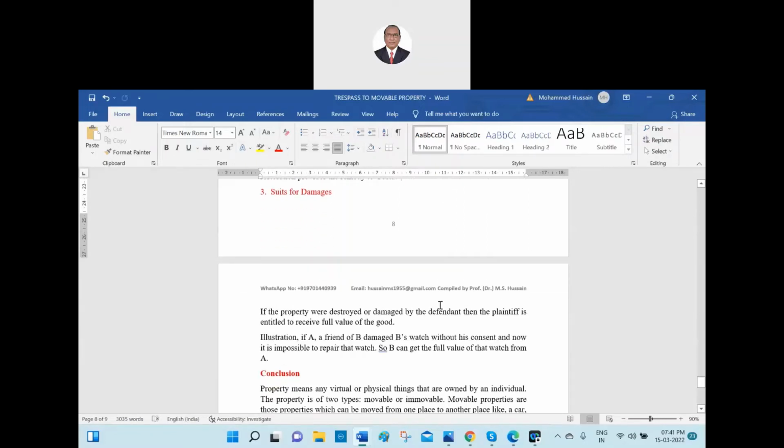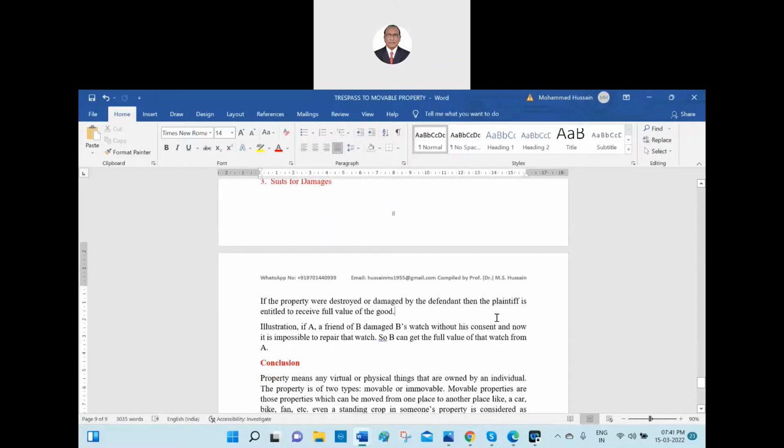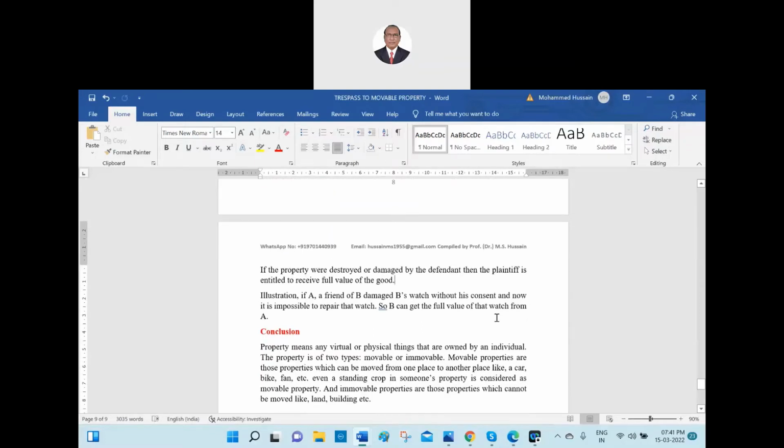So next is suit for damages. You can file a suit. If the property was destroyed or damaged by the defendant, then the plaintiff is entitled to receive the full value of the goods. Illustration: If A, a friend of B, damaged B's watch without his consent and now it is impossible to repair that watch, B can get the full value of that watch from A.